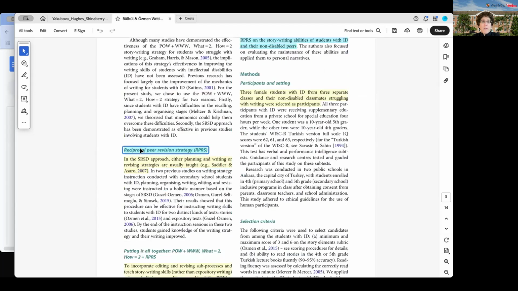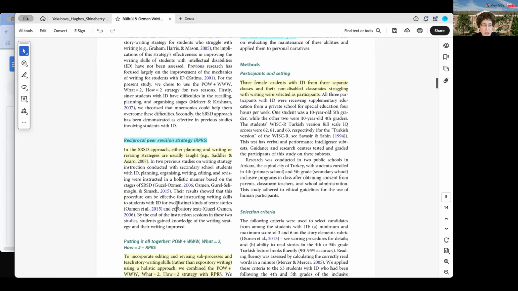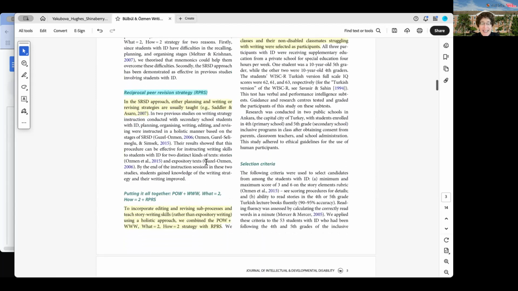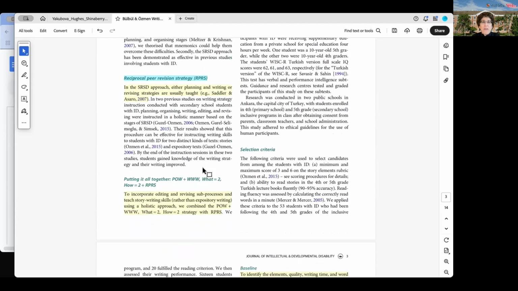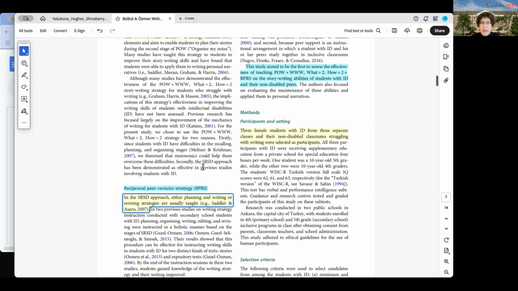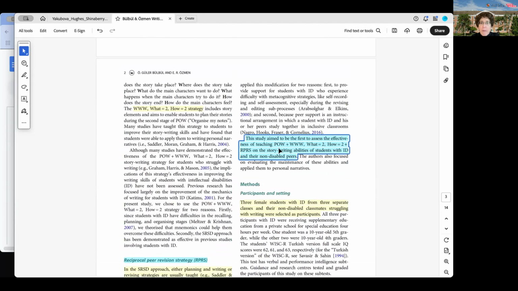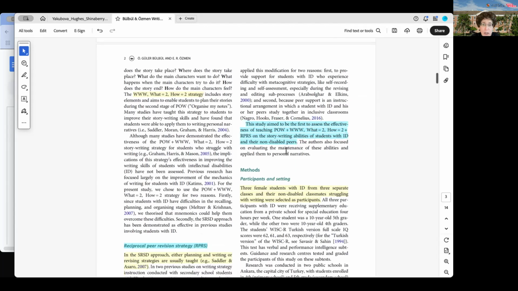In the approach by Ruya, they also have a revision strategy. They don't tell us as much about it, but it was something with reciprocal peer revisions. Students were talking with each other and helping each other in the writing process and to reflect on it. Okay, so the study aimed to be the first to assess the effectiveness of this with students with ID, also comparing non-disabled peers. These are students in Turkey.